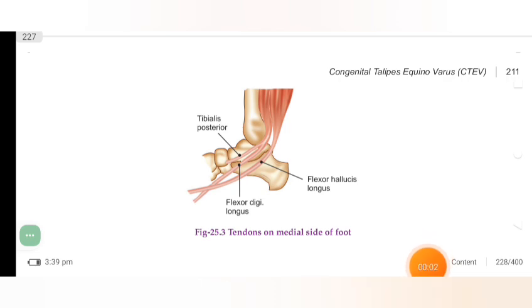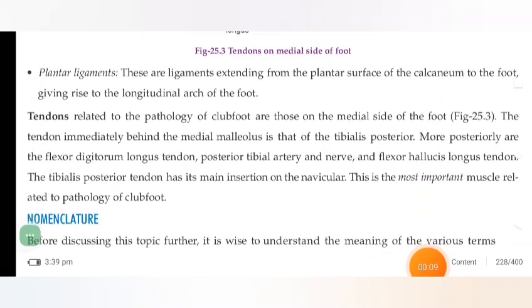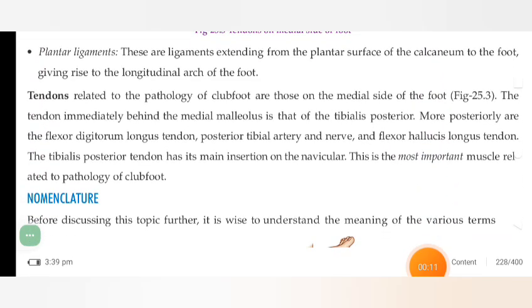This one diagram shows tendons on the medial side of the foot. Plantar ligaments are ligaments extending from the plantar surface of the calcaneum to the foot, giving rise to the longitudinal arch of the foot. Tendons related to the pathology of clubfoot are those on the medial side of the foot.